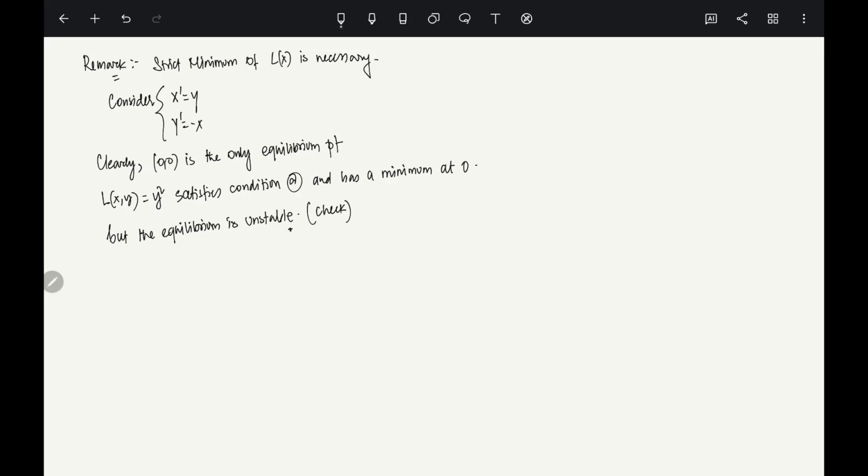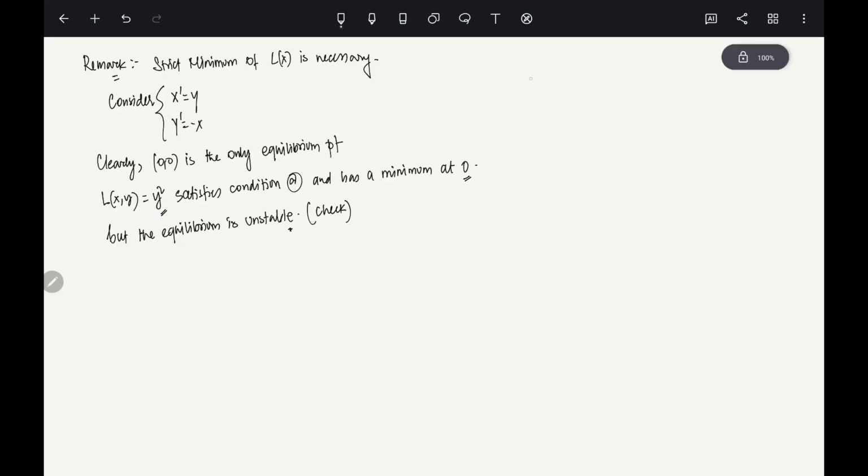If both eigenvalues are negative, then you have a stable equilibrium, but here it is an unstable equilibrium. So that is why, even though L(x, y) equals y square has a minimum of 0, the minimum is not a strict minimum. In that case the theorem does not hold and the equilibrium is unstable. Is it okay?